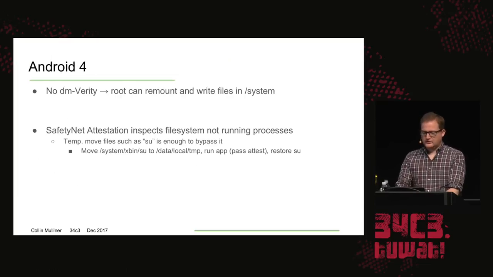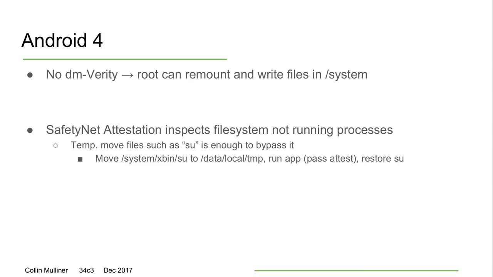And you have other things with Android 4, so you don't have DM Verity. That means you can just remount and write or change files on the system partition. So you can do fun things, change or rename or move system xbin su to some other directory. And then if you just run your SafetyNet-enabled application, you will totally bypass, you will just pass the attestation because the system will say, yeah, fine, nothing was modified. And then after using that app, you can basically restore su by copying it back.